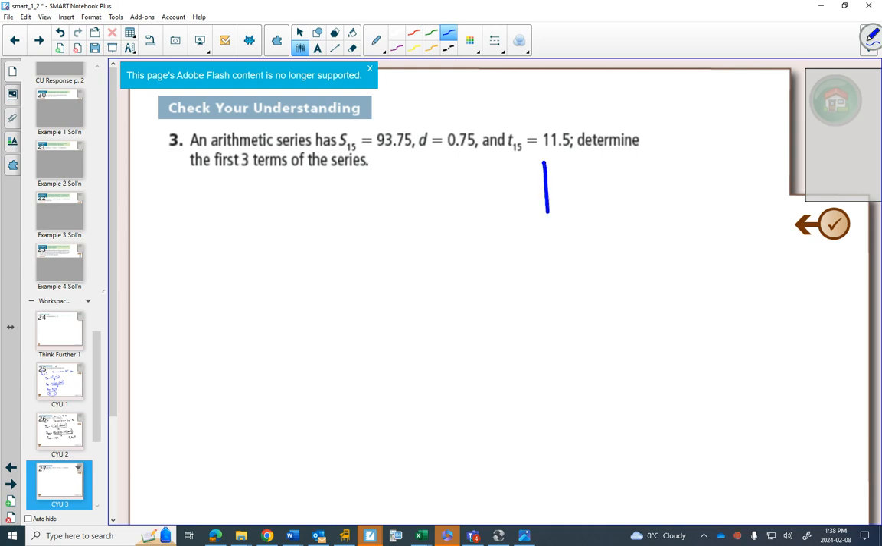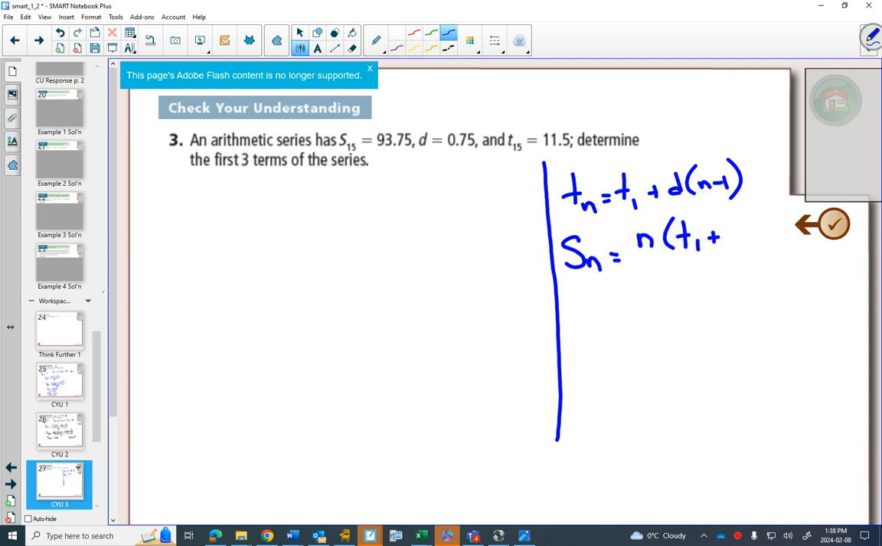So off to the side, I'm going to write down all the formulas we've learned so far. We've learned this formula that finds any term. We've learned two sum formulas. One that uses the last term, and one that uses D.